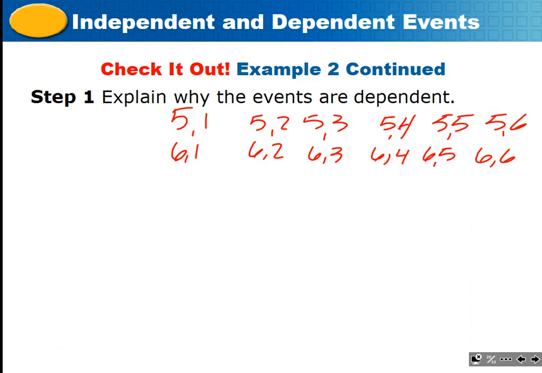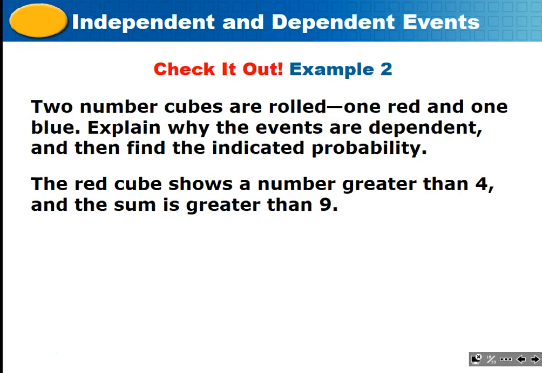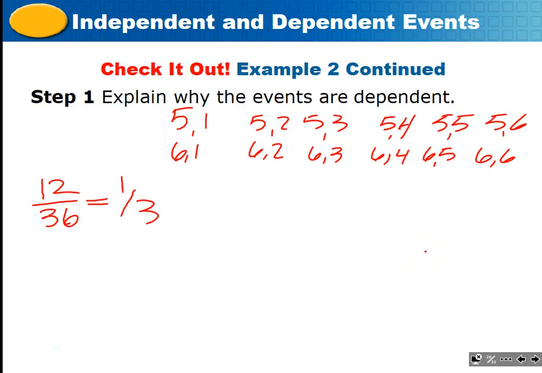So we have 12 of those. So that's going to be 12 over 36. So that's going to be 1/3. Then the next part of the problem says we want a sum that's greater than 9. So let's look at these numbers and see where we can come up with a sum that's greater than 9. So here I've got 5 plus 5, that's 10. 5 plus 6, 11. 6 plus 4 is 10. 6 plus 5, 11. 6 plus 6, 12.